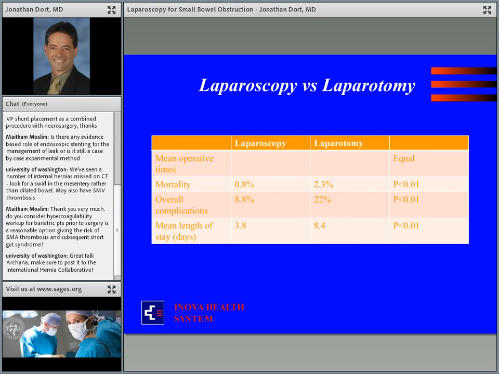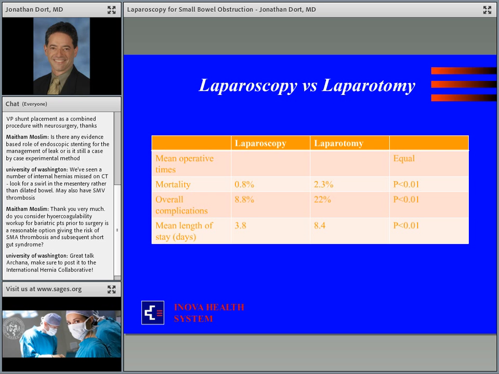They found that the mean operative time was similar in both groups. They found that mortality and overall complications were improved in the laparoscopic group, and you see the difference there: 0.8% mortality for the laparoscopic treated group and 2.3% for laparotomy, and the overall complication rate was 8% compared to 22% for full laparotomy, and it was a much improved length of stay. So those two studies agreed.